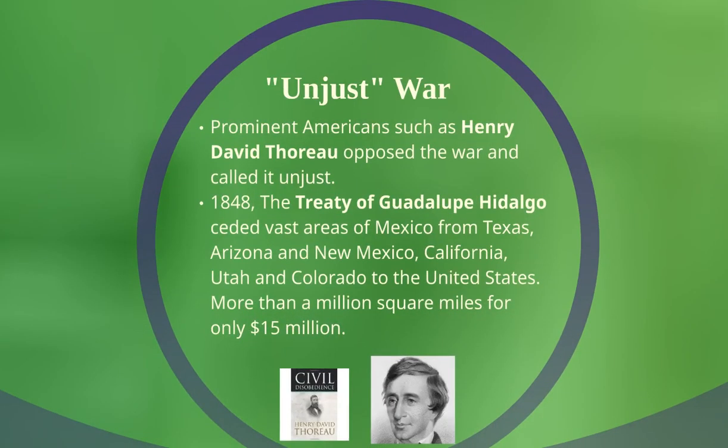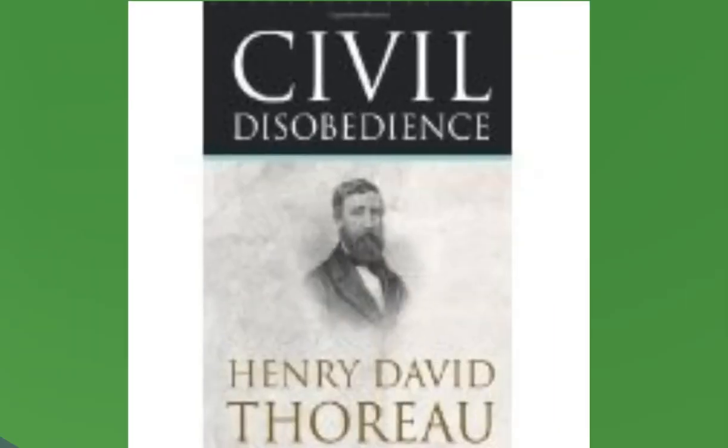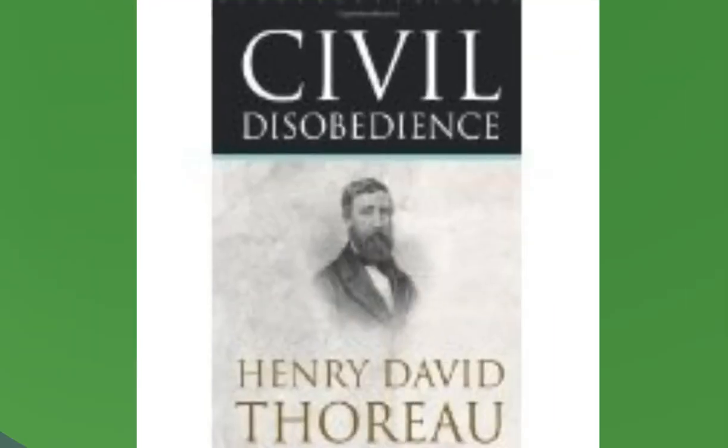This was considered by many to be an unjust war. Prominent Americans such as Henry David Thoreau opposed the war and called it unjust. In 1848, the Treaty of Guadalupe Hidalgo ceded vast areas of Mexico, from Texas, Arizona, and New Mexico. California, Utah, and Colorado were also included as possessions that were ceded to the United States. More than 1 million square miles for only $15 million. One of my childhood heroes was Henry David Thoreau, Walden Pond, and Civil Disobedience, which I read in high school.